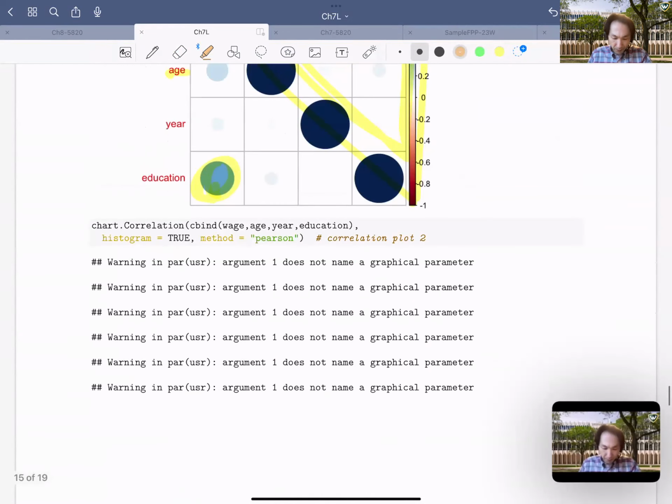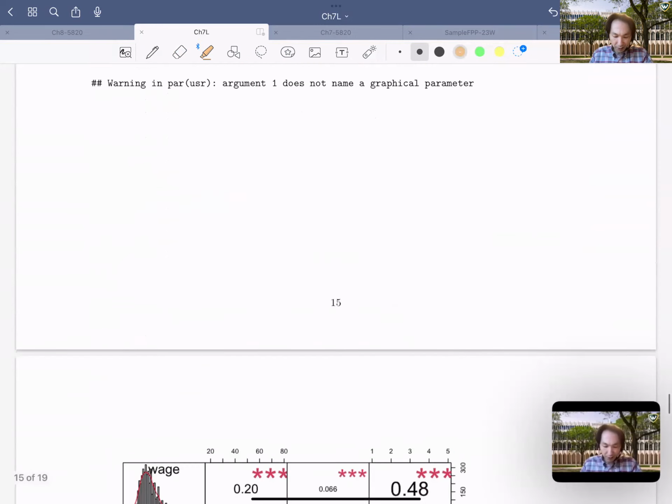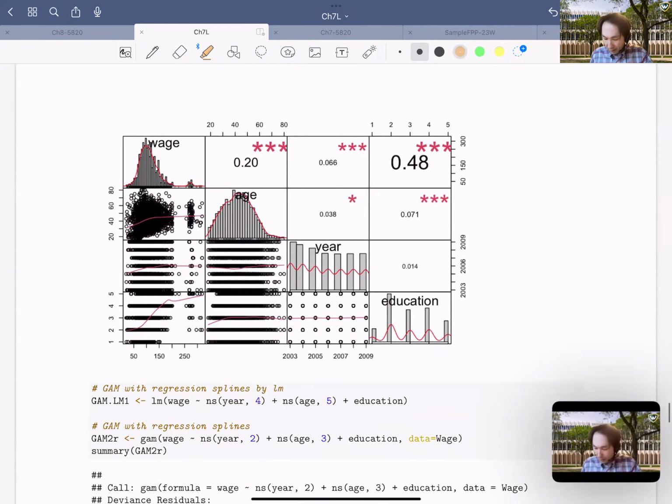And another, similar one is chart.correlation in the PerformanceAnalytics package. You can just put the 4 variables here, and then you can get slightly fancier graphs. You can see scatter plots and also some trend lines. You can see the correlations here, 0.2, 0.48, 0.038, 0.071, and also significance. We have a correlation test.